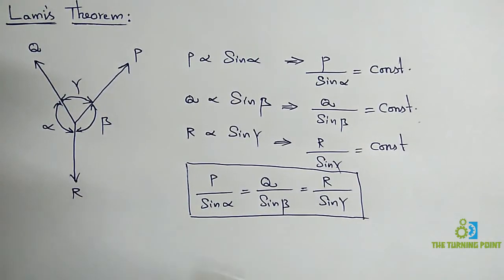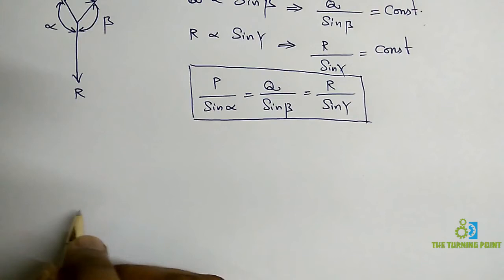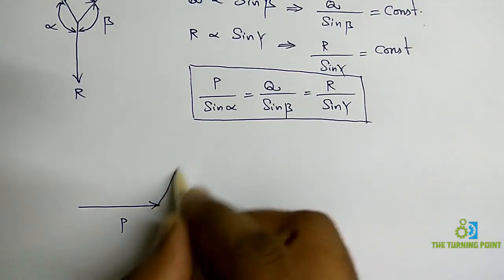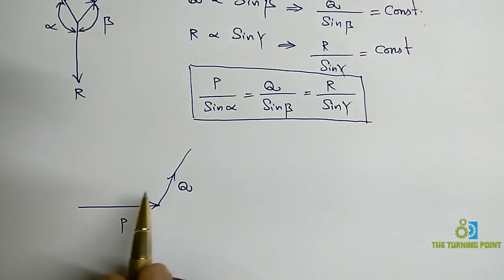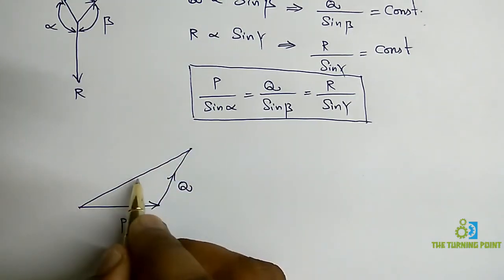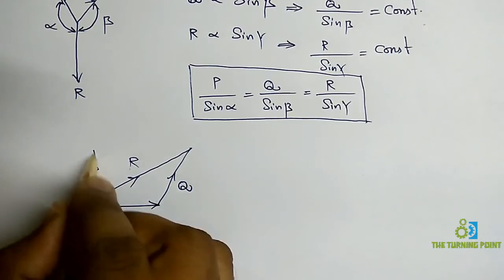When you consider the triangle law of forces, suppose P is one force and Q is another force. If two forces are considered as the adjacent sides of a triangle taken in order, then the closing side of the triangle will represent the resultant in the opposite direction. So this is the triangle law.